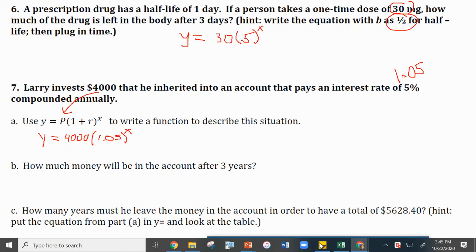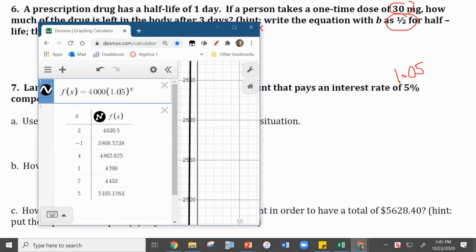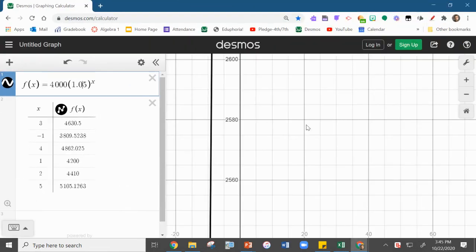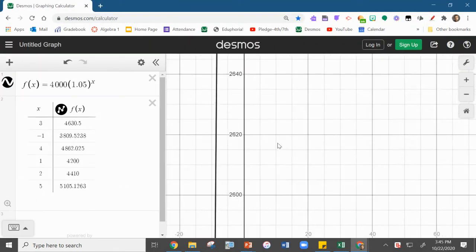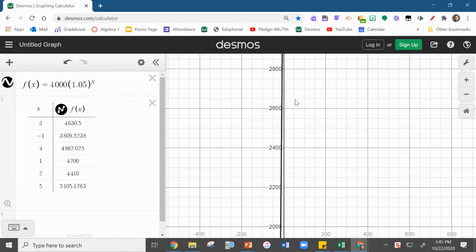Okay. Now, I want to know how long it would take to have 5,628.40, right? So in this case, I'm going to go to 5,628.40. It means I have to go to Desmos, and I'm going to look on the graph.